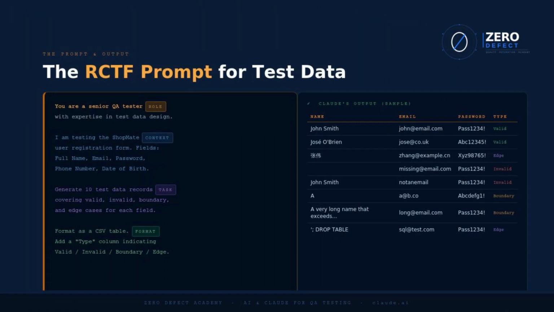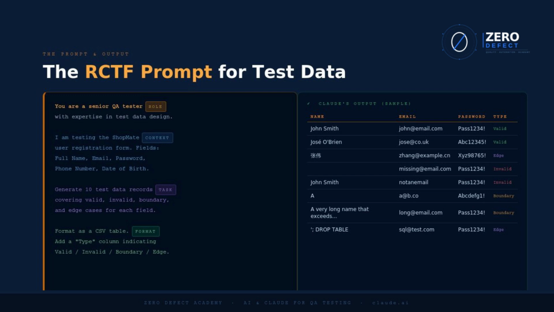Here's the prompt. Role: Senior QA Tester with expertise in test data design. Context: we describe the form, the ShopMate registration form, and each of its fields. Task: generate 10 records covering all 4 data types. Format: CSV with a type column. Look at what comes back.